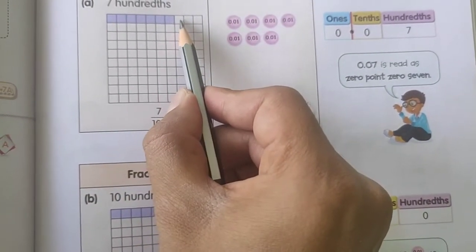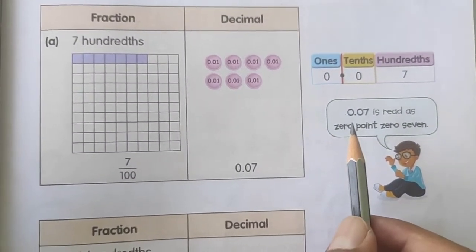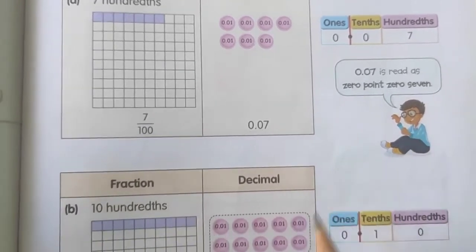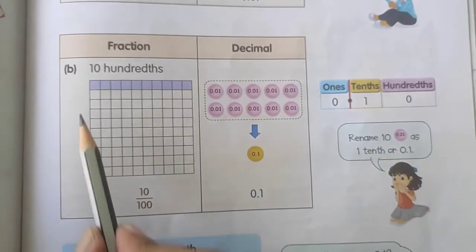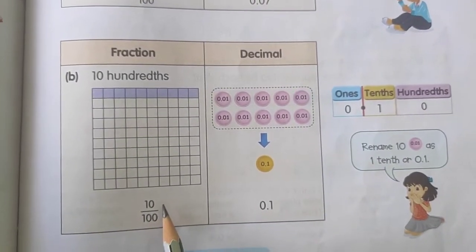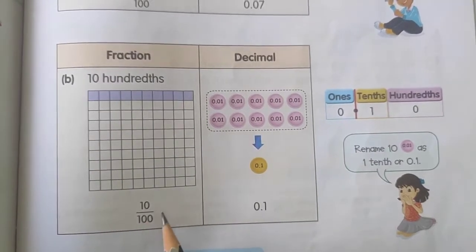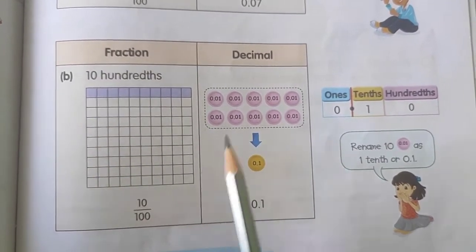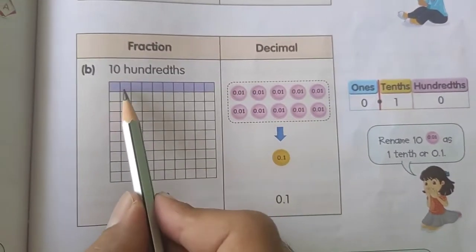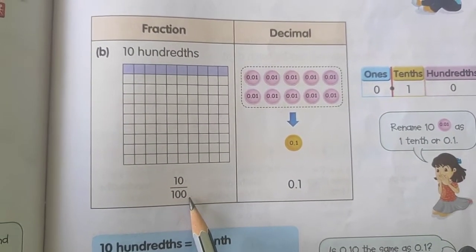Like this, if I select 8 boxes, I will get 0.08. If I select 9 boxes, I will get 0.09. But see, one difference is there for 10 boxes. If I am selecting all 10 boxes, first of all, how to show it by fraction? 10 upon 100. It is easy. But this 10 upon 100, if I want to convert it into decimal, see what I am getting. Actually, if I am selecting all 10 boxes, 10 by 100.